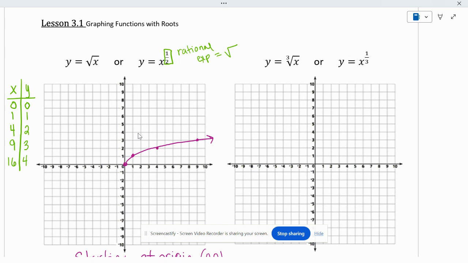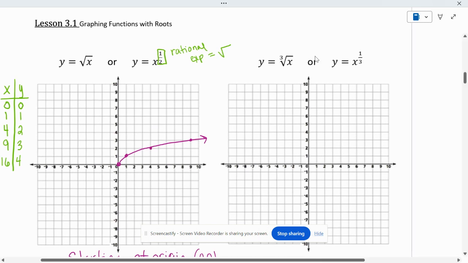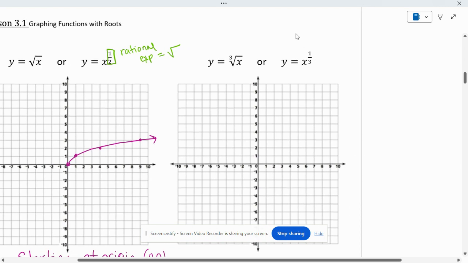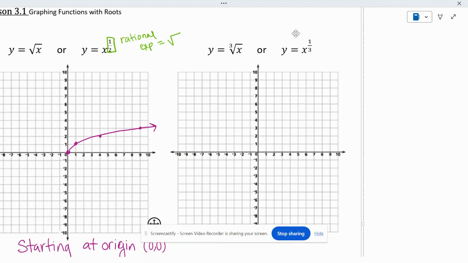That's called a rational exponent, and that's going to be our next lesson. We're going to do rational exponents as part of a review, because I don't know if you guys got that in Math 1 or not, okay? So now let's focus on taking something to the cube root. This cube root can also be written as y equals x to the power of 1/3.